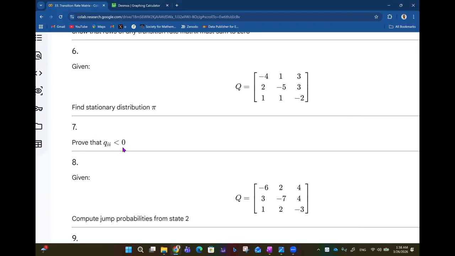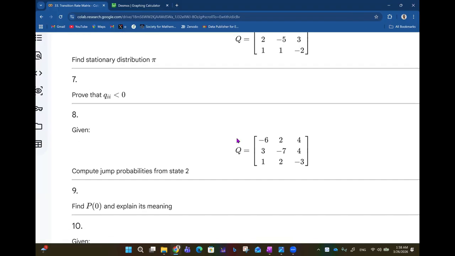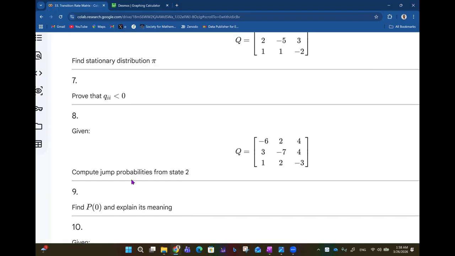Prove that Qii should be less than 0, that they are always negative. Of course, that's what we've been seeing. So given this now, compute jump probabilities from state 2. If this is state 1, 2, and 3, jump probability from state 2 to state 1 will be 3 over minus Qii, that's 3 over 7. From state 2 to state 3, that'll be 4 over 7, like that.